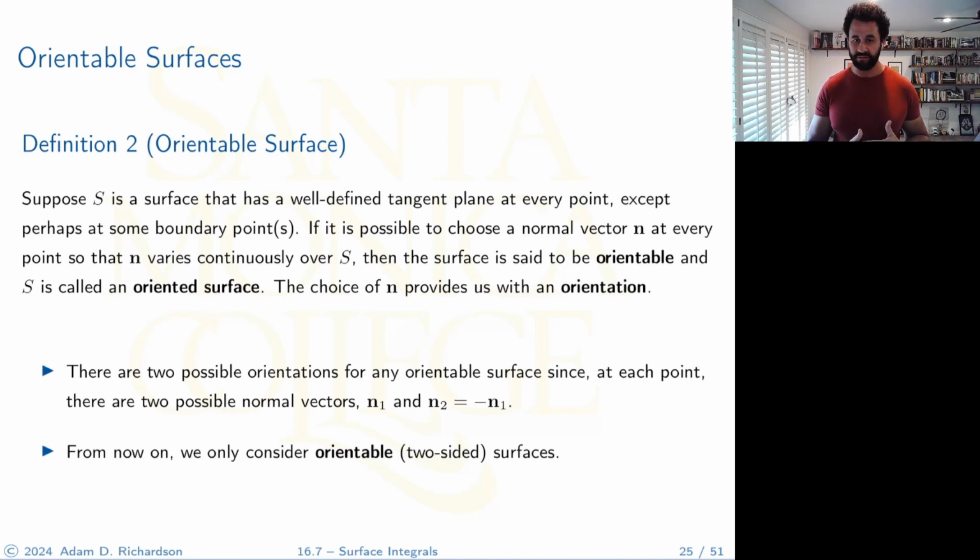So from now on, this is one nice thing, we are only going to consider orientable surfaces, in other words, two-sided surfaces. So we don't need to worry about the Mobius strip or anything like that. We're just going to assume everything is nice in the sense of orientability. Okay, I hope that makes sense.